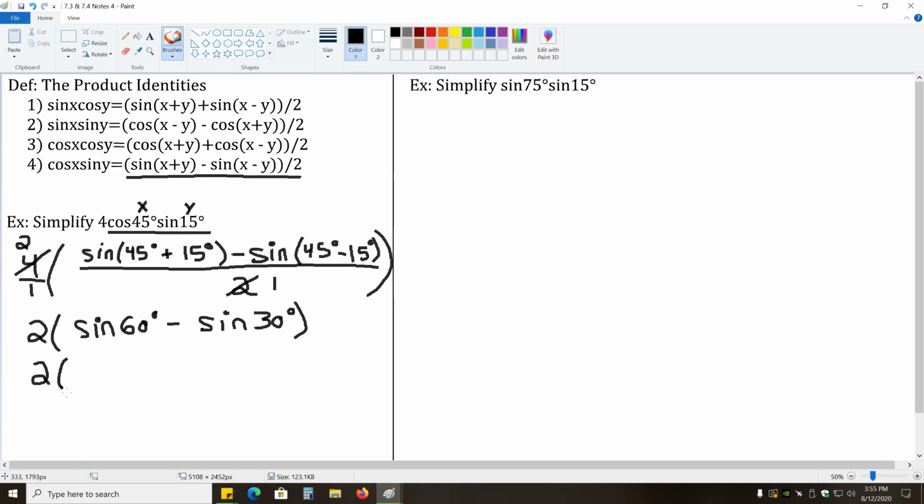Simplifying this, sine of 60 is the square root of 3 divided by 2 minus sine of 30 is 1/2. And when we distribute this 2, we get the square root of 3 minus 1. That is the value of 4 cosine 45 degrees times sine of 15 degrees.